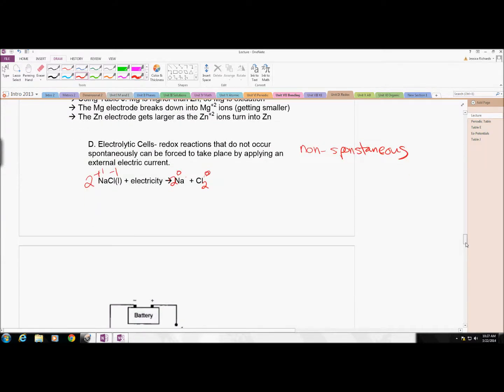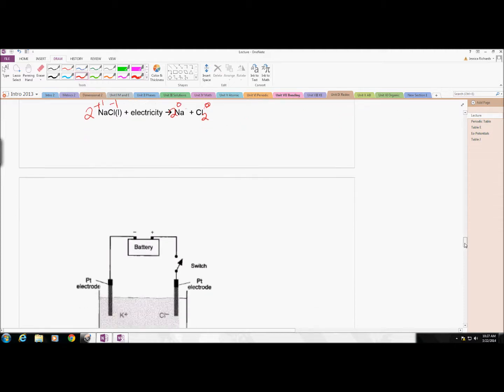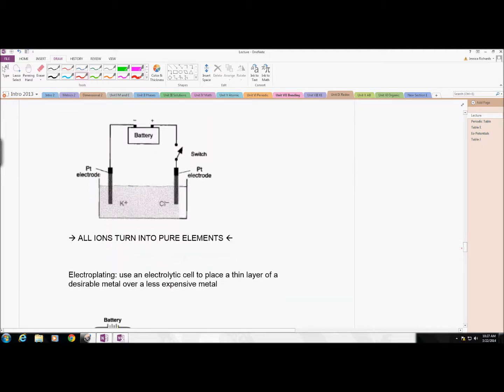We use something called an electrolytic cell. So this is going to be using a battery, using some outside source of electrons to force a non-spontaneous reaction to happen. In all of our electrolytic cells, we are turning ions into pure elements. One of the other things you're going to notice is that there is only one container.